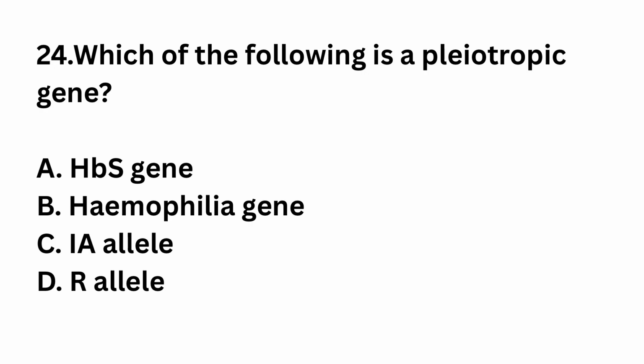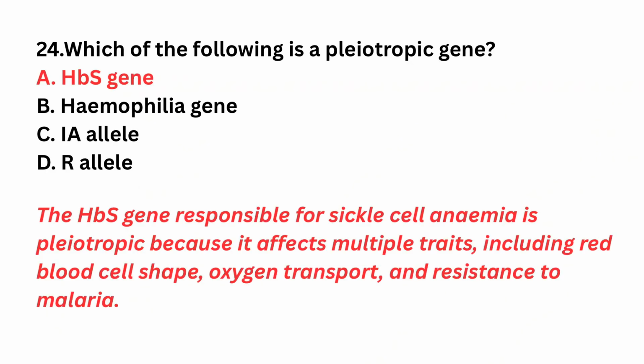Question number 24. Which of the following is a pleiotropic gene? HbS gene, hemophilia gene, IA allele, R allele. The right answer is option A, HbS gene. The HbS gene responsible for sickle cell anemia is pleiotropic because it affects multiple traits including red blood cell shape, oxygen transport and resistance to malaria.